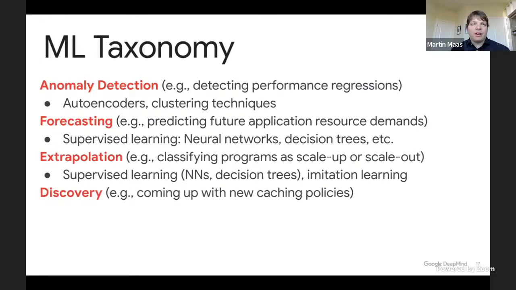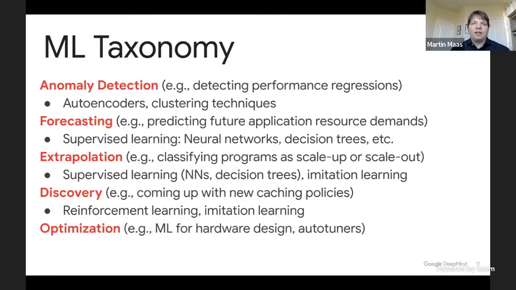The fourth category is discovery. This one is slightly different from the three before, in that here machine learning is not really used to make decisions at runtime, but it is used to come up with new policies that can then be deployed in the system. For example, you might use machine learning to determine a new caching policy and then build that policy into your system. Common approaches here are reinforcement learning to search a space, or imitation learning, where you start with an expensive technique and you train a model against the output from that technique.